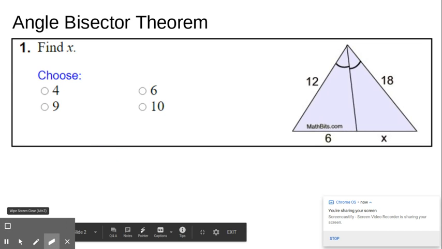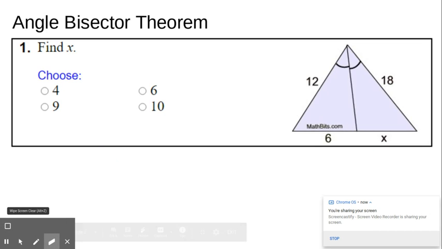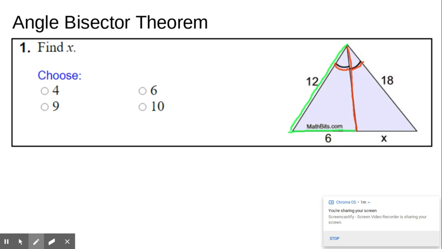Here's the first one, find x. Even though this one's a little bit rotated, we know this is an angle bisector, because we have these two angles on either side that they tell us are congruent. So again, it's the same exact kind of setup. It's left side over left segment equals right side over right segment. So our proportion goes something like this: 12 over 6 equals the right side, which is 18, over the bottom segment, which is x.